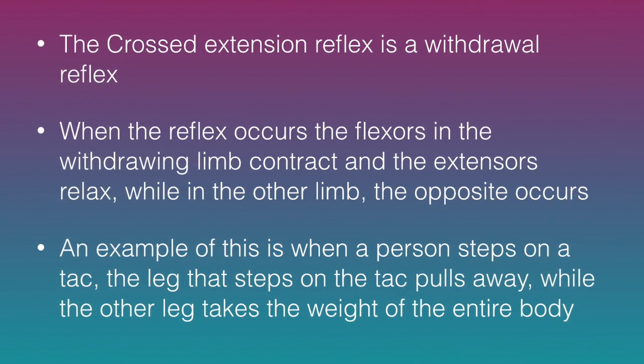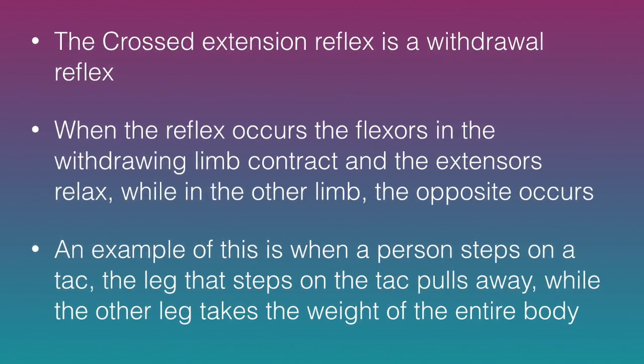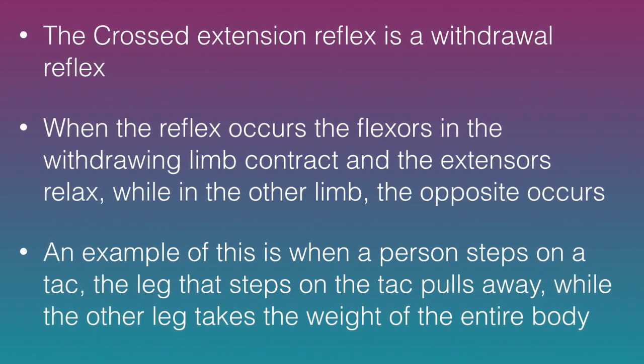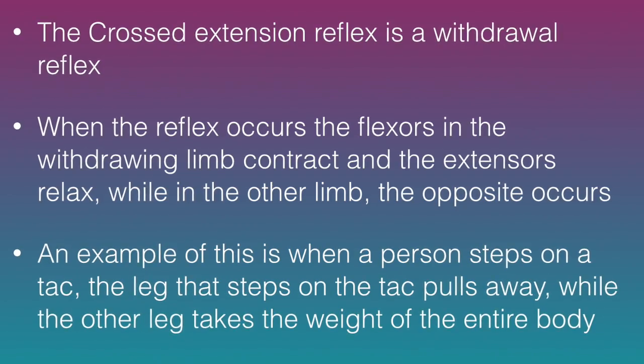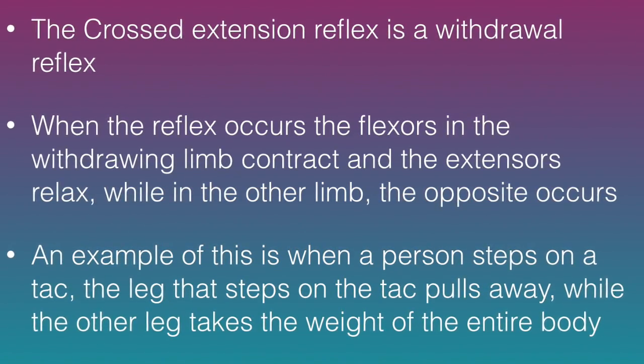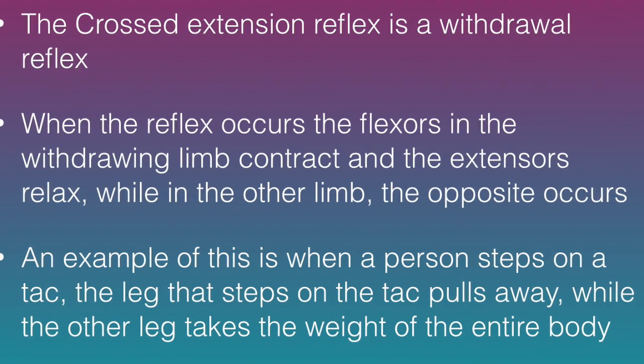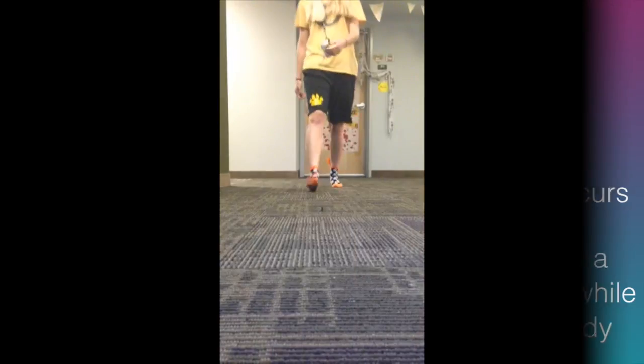When the reflex occurs, the flexors in the withdrawing limb contract and the extensors relax, while in the other limb, the opposite occurs. An example of this is when a person steps on a tack. The leg that steps on the tack pulls away, while the other leg takes the weight of the entire body. Here's an example.